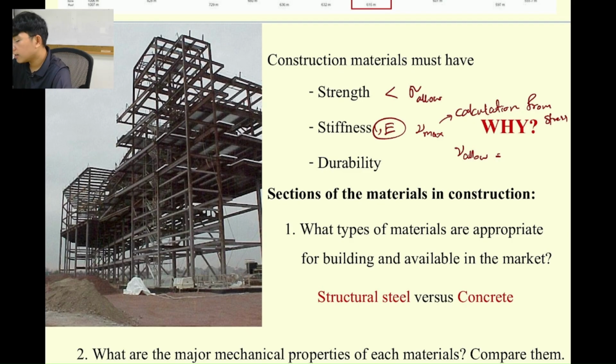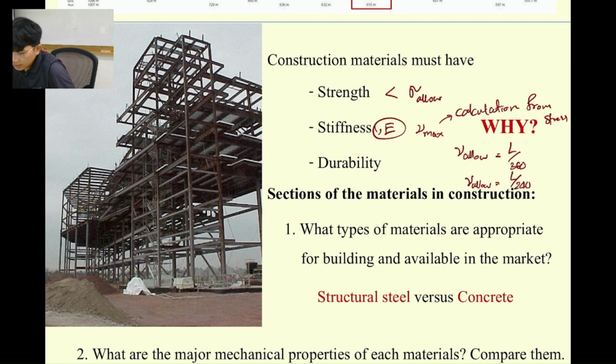I said that if this one is L divided by 360, it means we don't want the beam to bend and come into contact with the structures under it, such as walls and so on. But for example, for the purlin of the roof structures, we provide a different allowable deflection, because without structures underneath, we use L240. It depends on the structures.